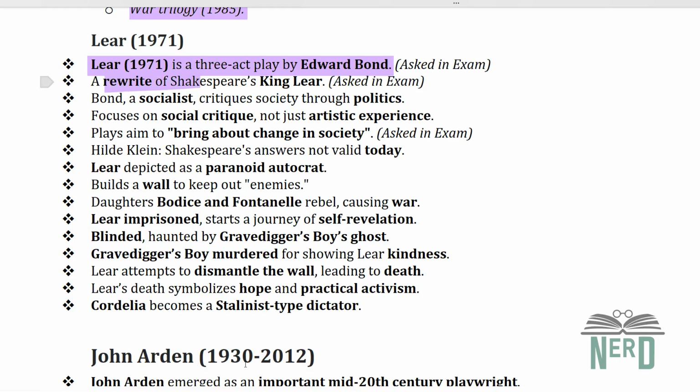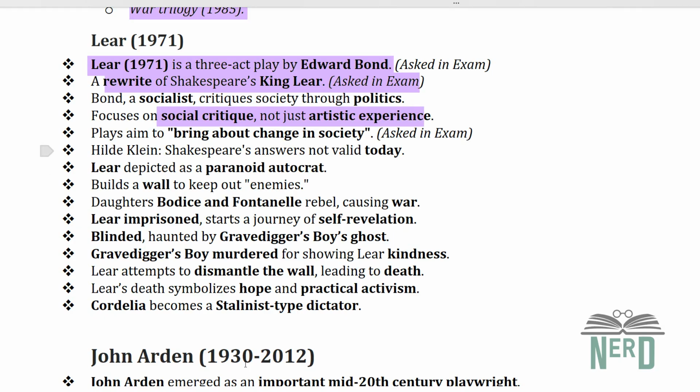The play is a radical rewrite of Shakespeare's King Lear, transforming the tragic monarch into a paranoid autocrat who builds a massive wall to keep out imagined enemies. This reinterpretation too has been tested in exam. Bond uses Lear's downfall to expose political hypocrisy and social cruelty. Unlike Shakespeare, he isn't exploring universal tragedy, but rather making a socialist critique of modern society.